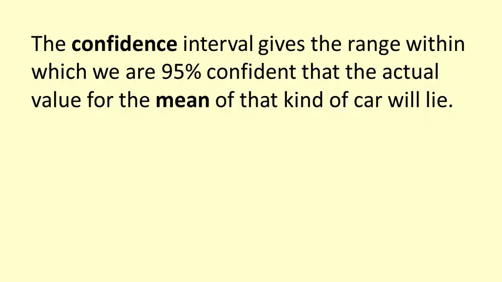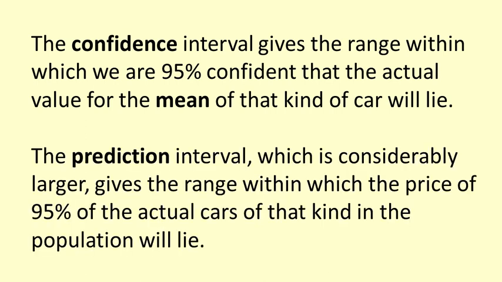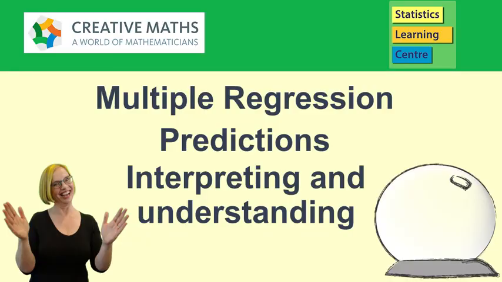The confidence interval gives the range within which we are 95% confident that the actual value for the mean of that kind of car will lie. The prediction interval, which is considerably larger, gives the range within which the price of 95% of the actual cars of that kind in the population will lie. These intervals are outside the scope of many courses, but it is useful to know if you're wanting to use regression to predict. This video has been about predicting using a regression model and is one of several videos about multiple regression.